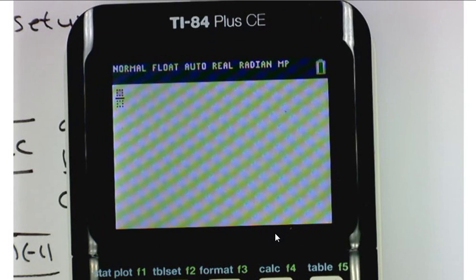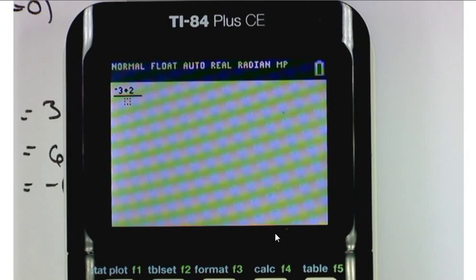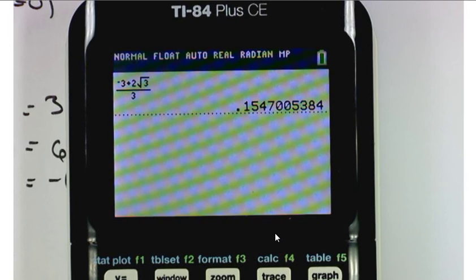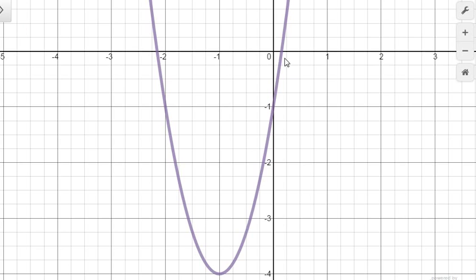So I want negative 3 plus 2 times the square root of 3, all divided by 3. So that's the first one. And we got something a little bit to the right of 0. A little bit to the right of the y-axis, which makes sense based on our graph, right? We expected something a little bit to the right of x equals 0. So let's see how we do on the other one.